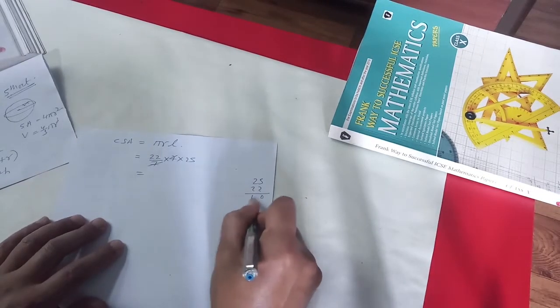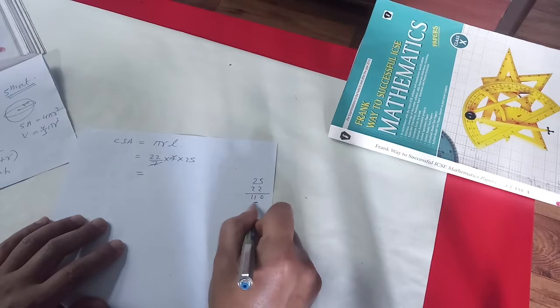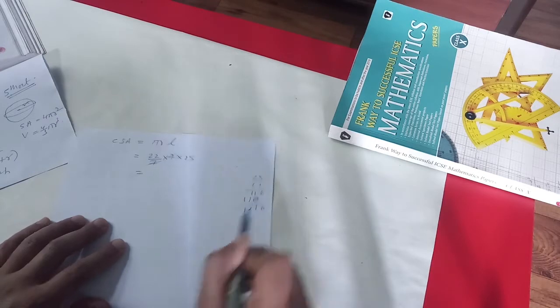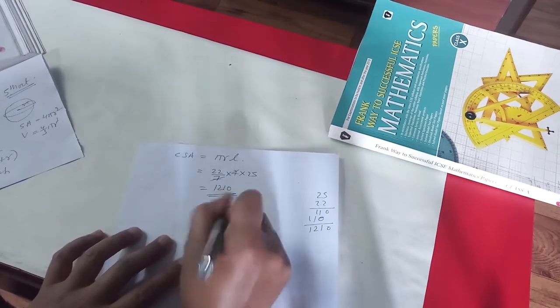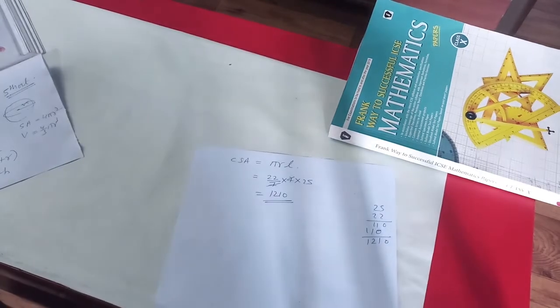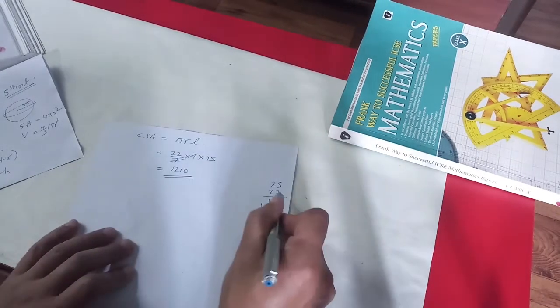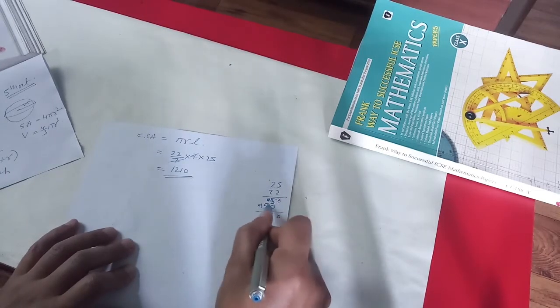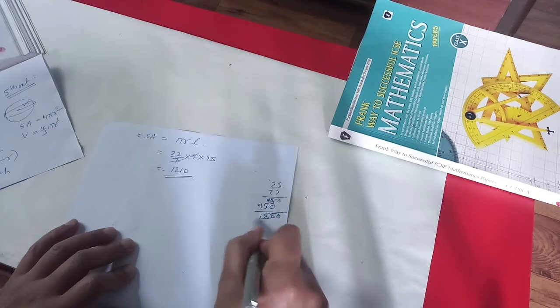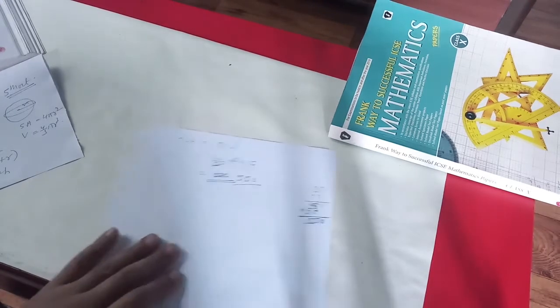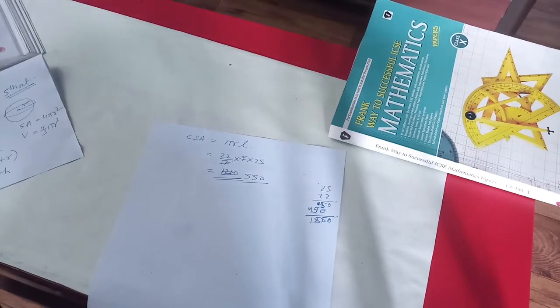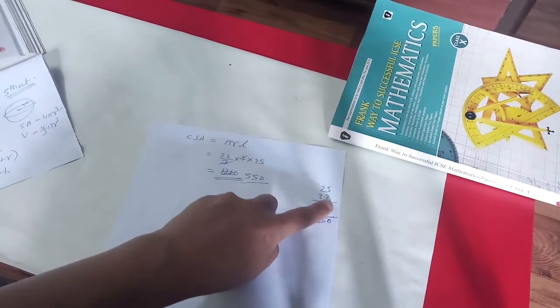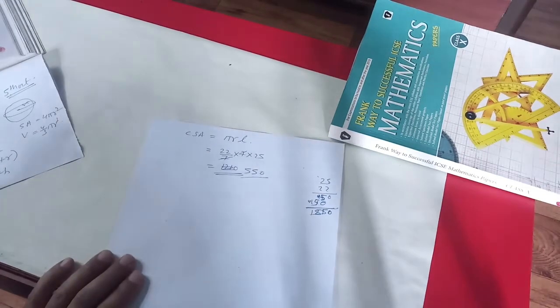2 fives are 10, 2 twos are 4. Okay, I took it as 5, so I am multiplying 2 fives again. So it is 550. So the curved surface area, the total area of this canvas, is 550.